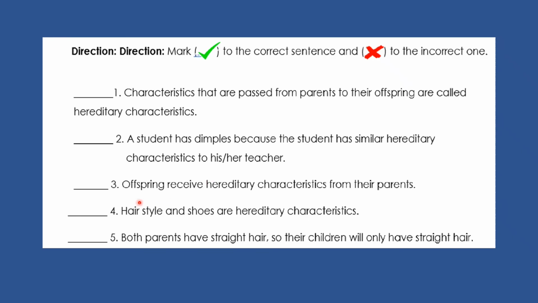Number 3, offspring receive hereditary characteristics from their parents. Check or X? When you say offspring, it means children or the product of mating. So offspring receive hereditary characteristics from their parents. Check or wrong?